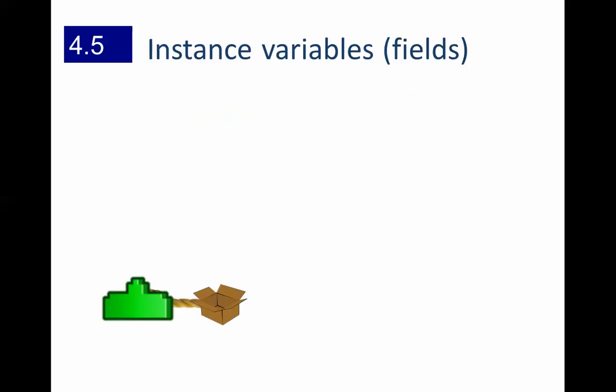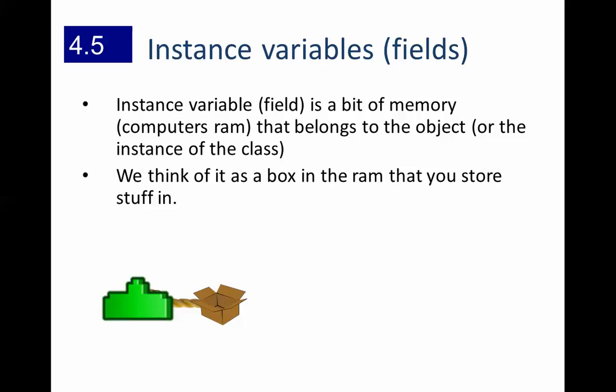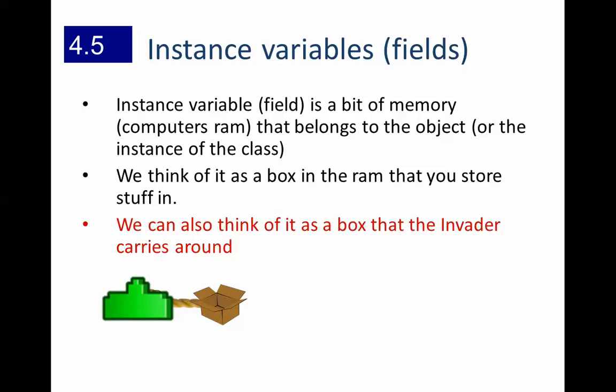Okay, so an instance variable, a field, is a bit of memory, a computer's RAM, that belongs to the object or the instance of the class. So, for example, you have your cannon, and he has a box. He'll end up having a bunch of boxes, but he has a box that's going to need to hold stuff. He needs to keep information. For example, one of the things we're going to do is keep track of his speed. How fast does this particular cannon go? So we think of it as a box on the RAM that you can store stuff in.